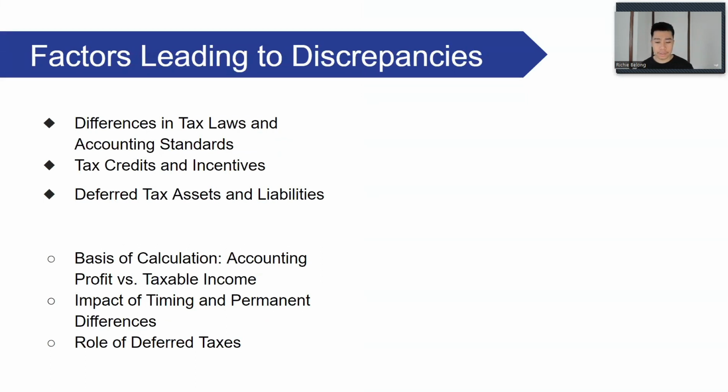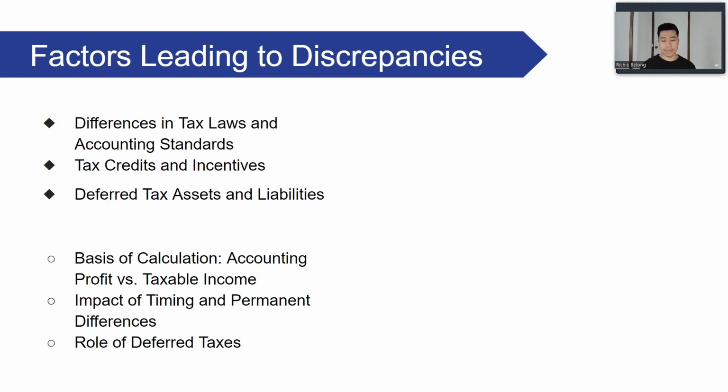A primary reason for the discrepancy between these two figures lies in timing differences. The accrual basis of accounting allows for the recognition of revenues and expenses when they occur, not necessarily when the cash is exchanged. This method can lead to a mismatch with the tax reporting system, which may use different criteria for recognizing transactions. For instance, the method used for depreciating assets can differ between accounting and tax, leading to variations in reported income.